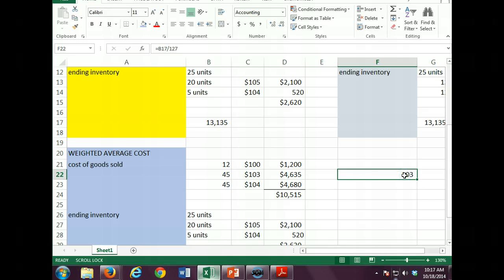Okay? So the way we'll calculate our cost of goods sold would be 102 units times 103. And the way we calculate our ending inventory, 25 times 103. Does that make sense, guys? Yeah. Okay. Next.